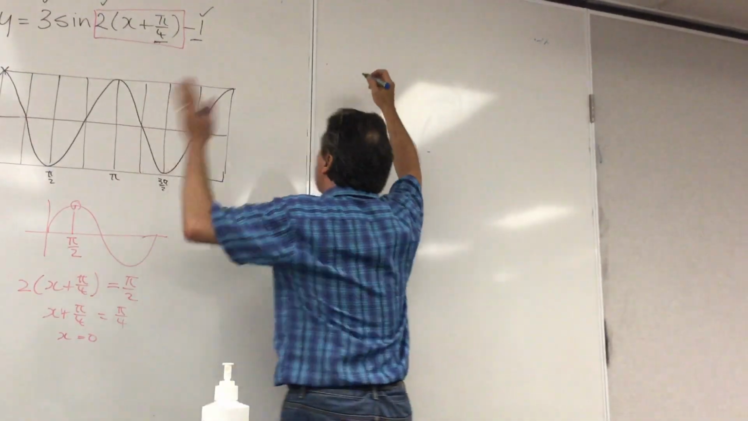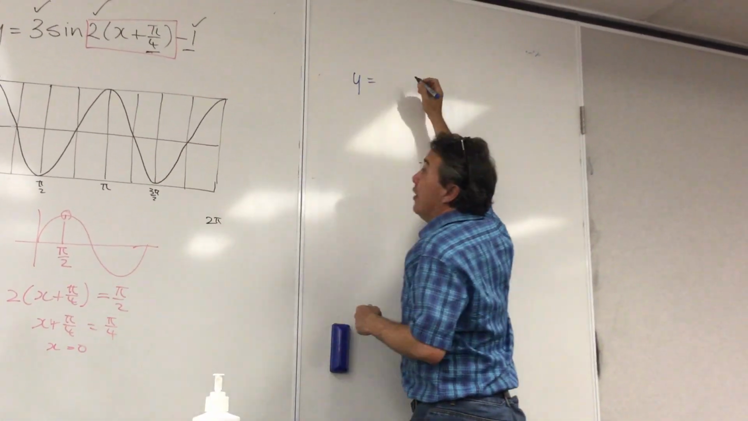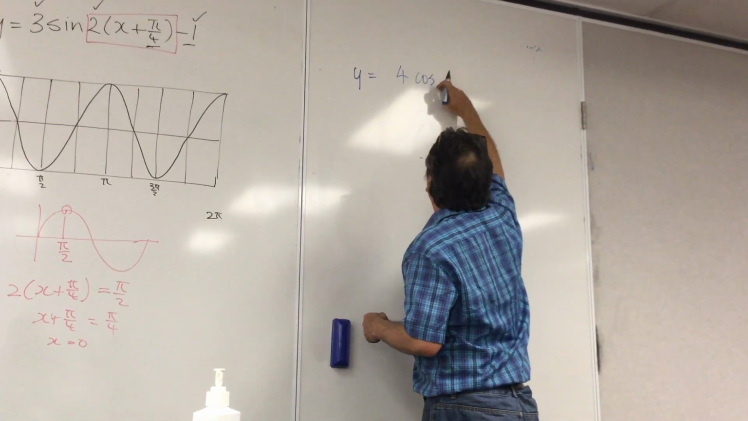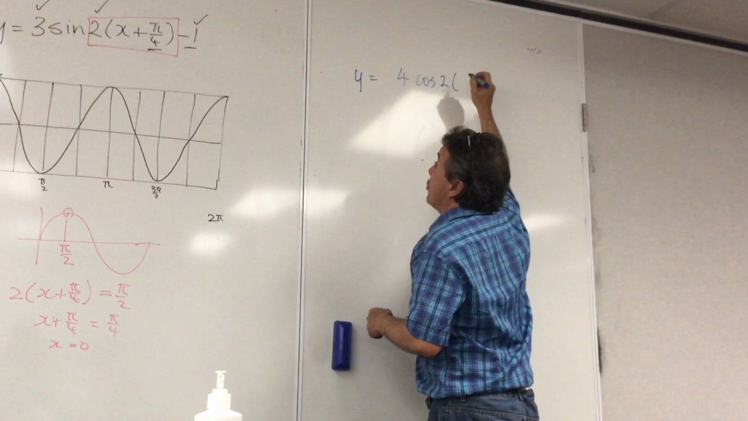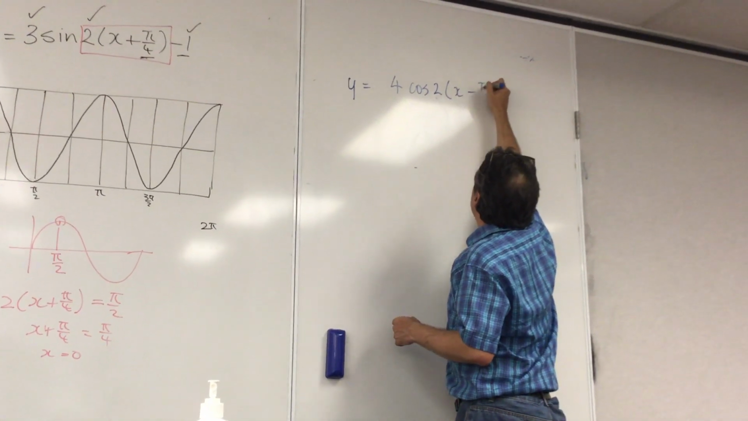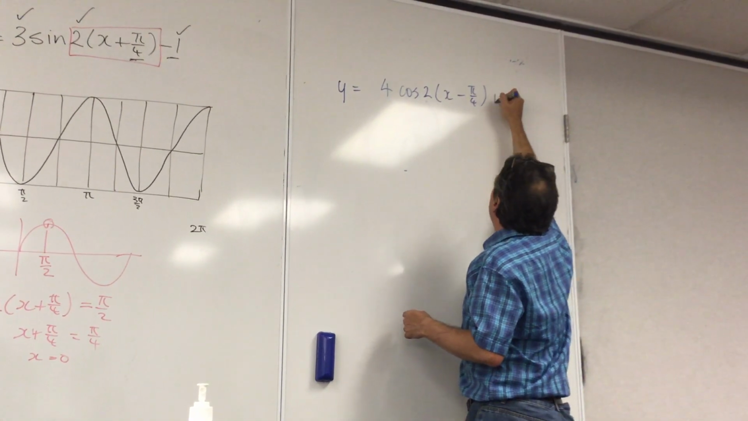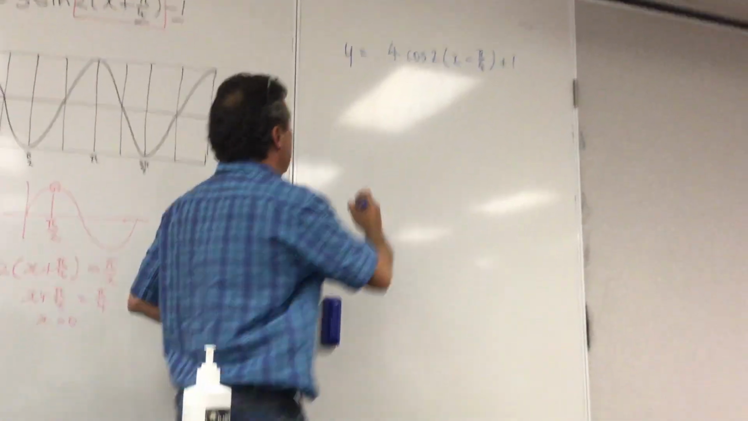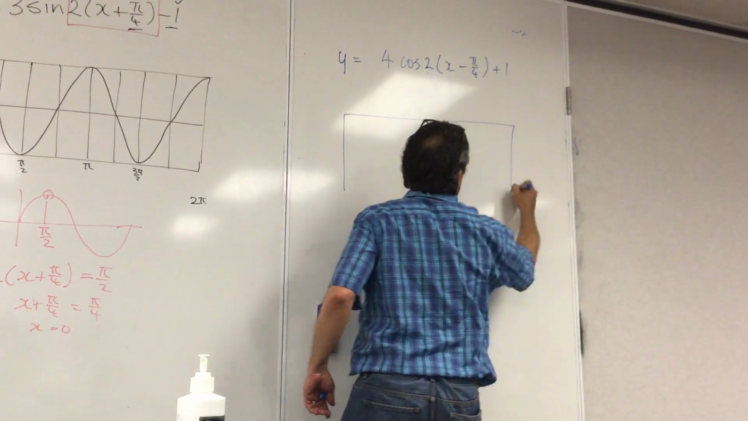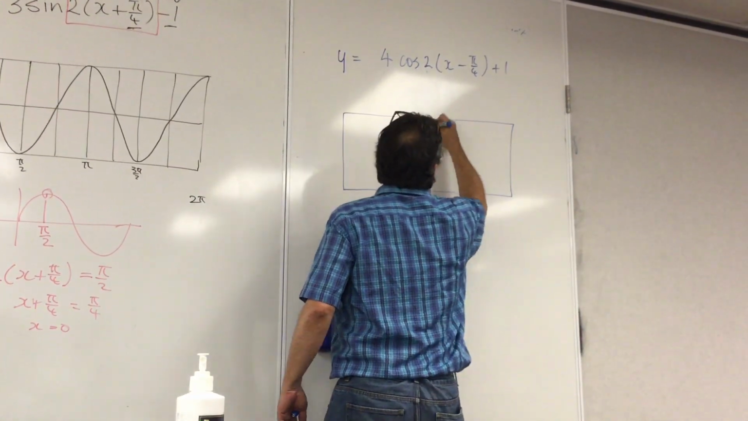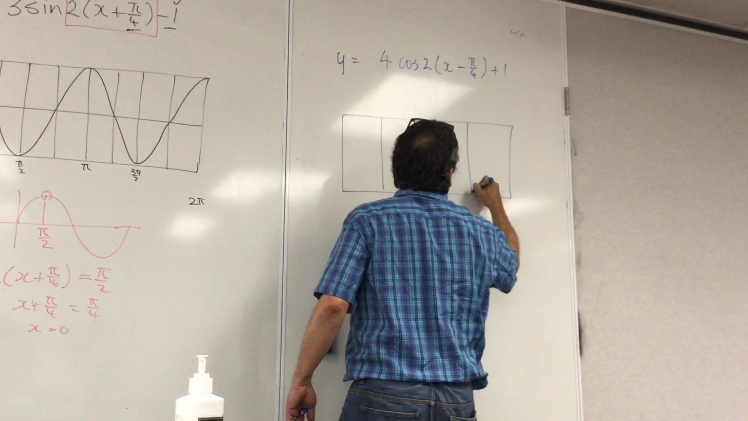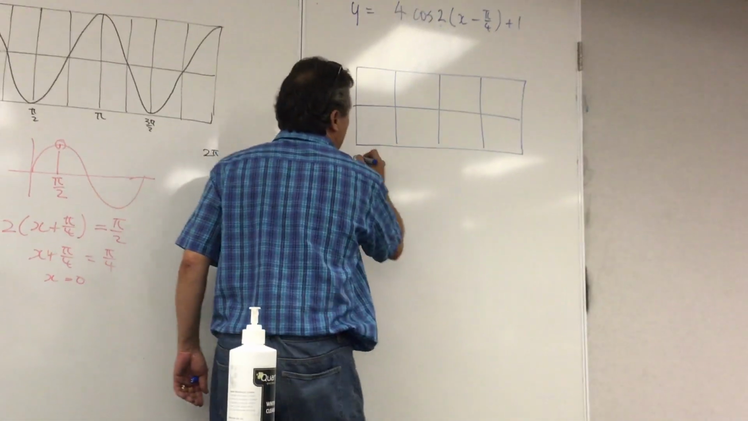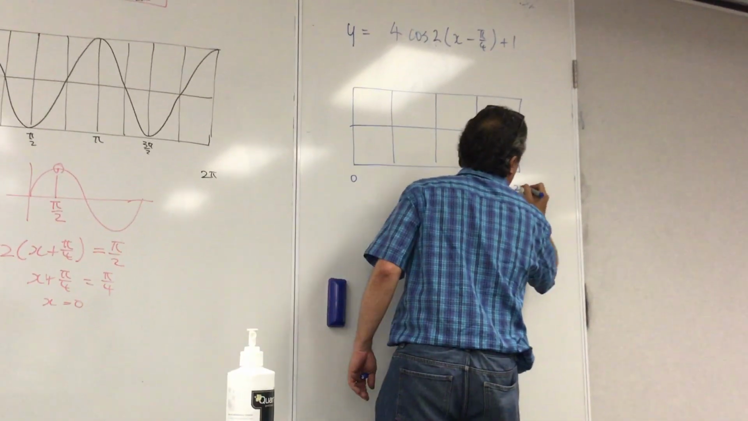Y equals, let's change it, 4 cos(2x minus pi/4) plus 1. Okay? So again, 8 boxes. Big box, divide it in half, half again, half again, half again. My 8 boxes. That's how I start. This is 0, pi, 2 pi.